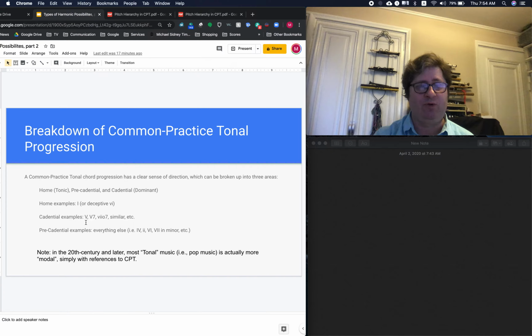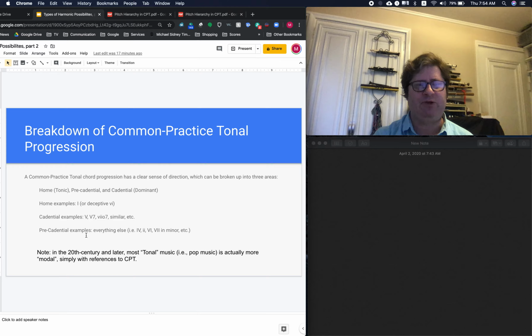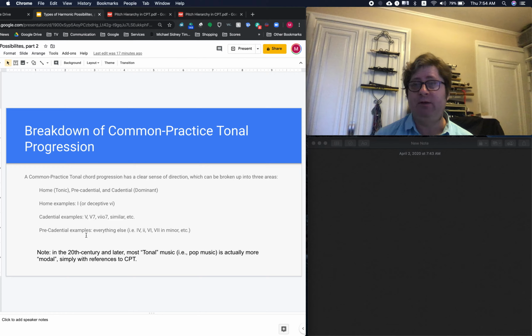We have cadential chords like 5, 5 7, 7 diminished 7, etc. Anything that's forming a cadence. And then pre-cadential examples. These are chords that are moving away from the tonic and get us to the dominant. Often these can be a couple chords. So for example, like 4, 2, 6, 5, not minor 5 in minor, but not normally 5, but 4, 2, 6, 7 in minor, etc. A minor 5, though, would actually have that kind of function too. A major 5 is the one that gets us on the cadence.